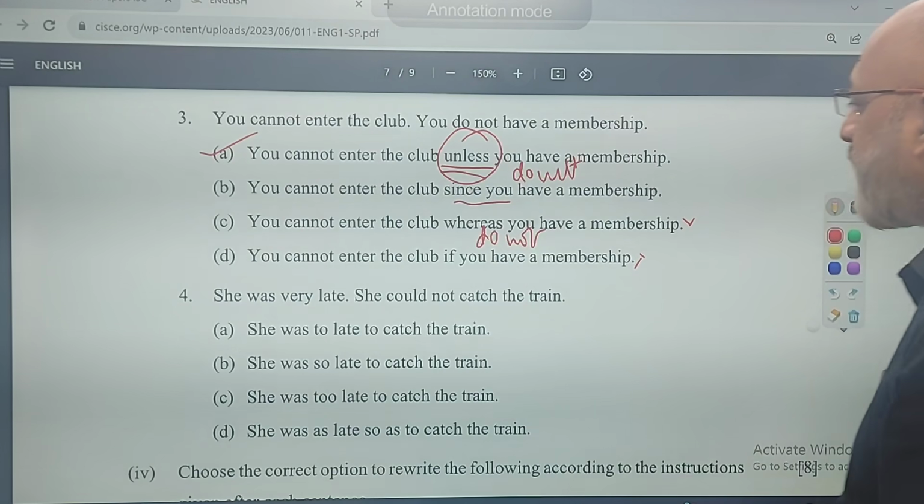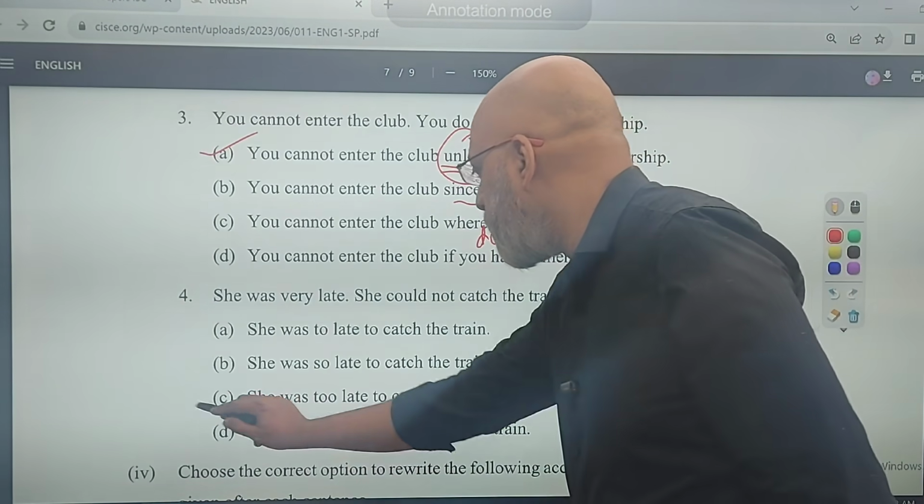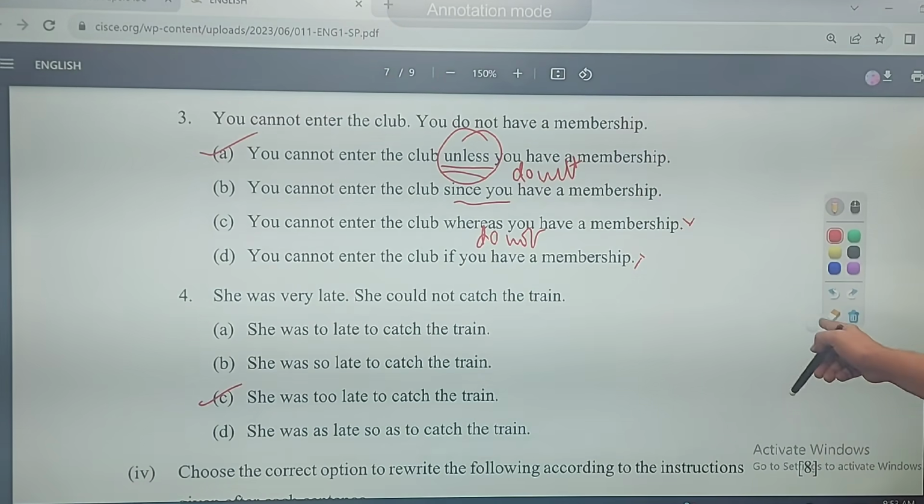She was very late. She could not catch the train. She was too late to catch the train. She was so late to catch the train. She was too late to catch the train. And she was as late. So this is the right one, option C.